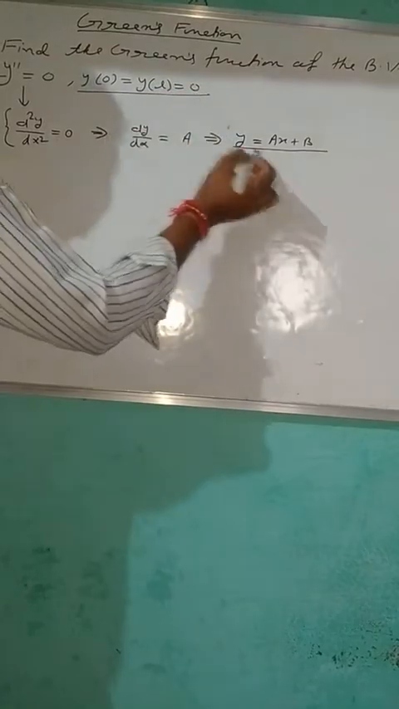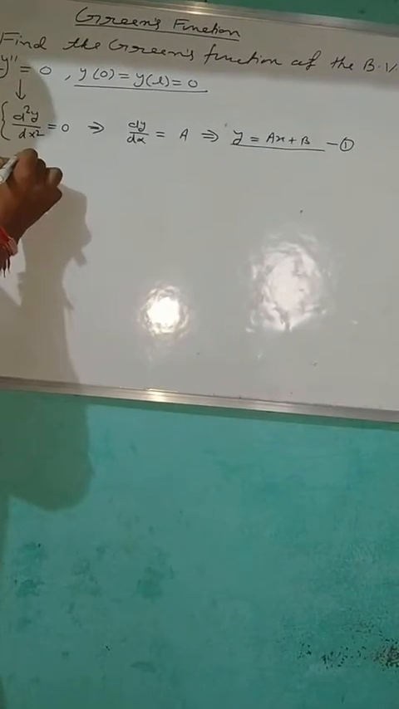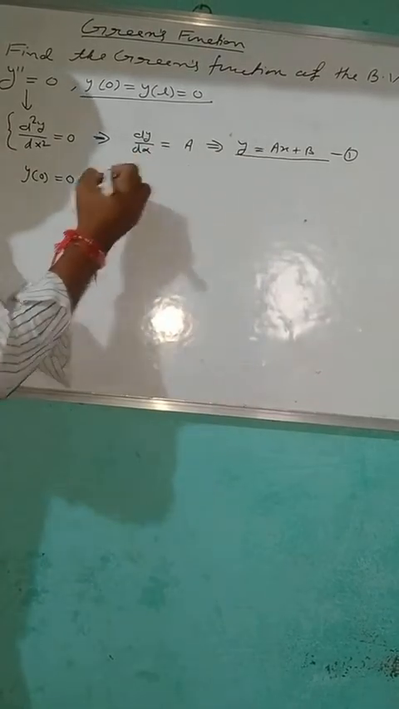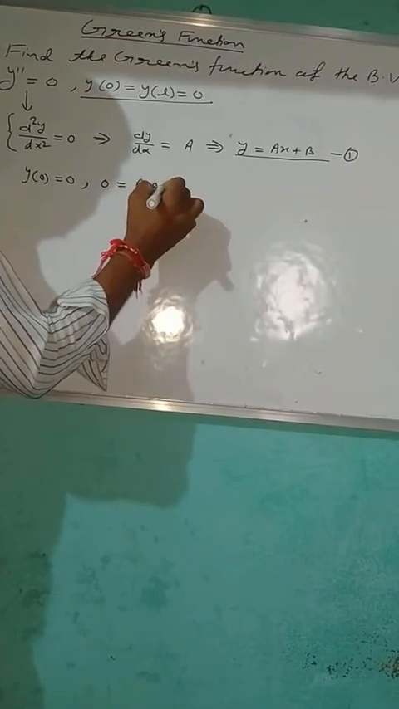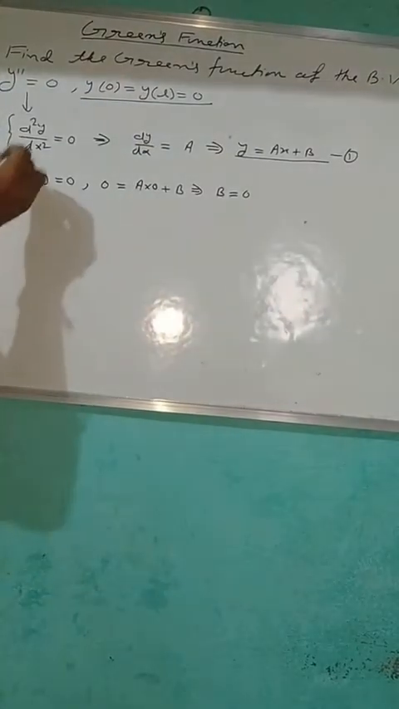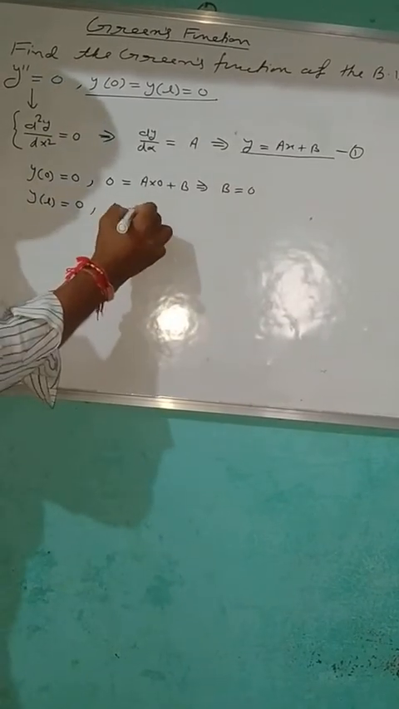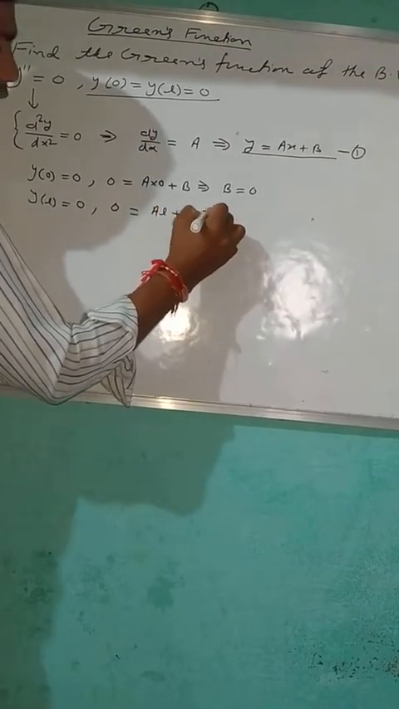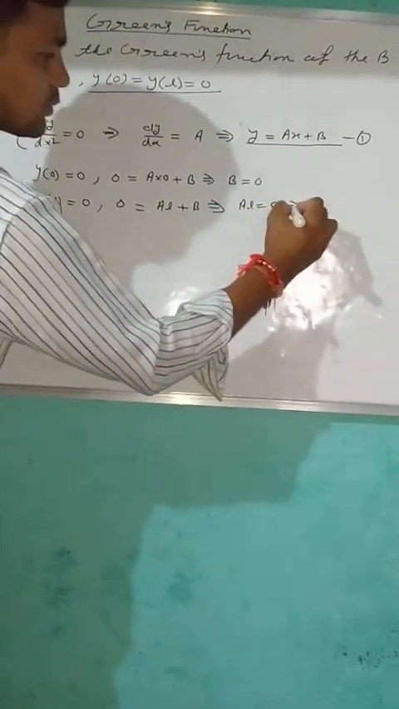After applying the boundary conditions to this differential equation, suppose this is equation number 1. The first condition is y(0) = 0. When we apply y(0) = 0, then 0 = a·0 + b, so b = 0. Similarly, when we apply y(l) = 0, then 0 = a·l + b, and we know that b = 0, so al = 0, which implies a = 0.